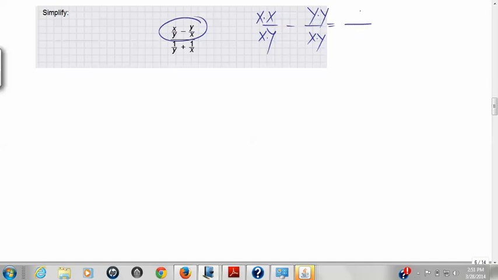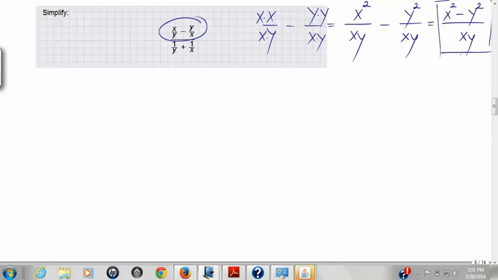First fraction will be x times x, which is x squared over xy, minus y times y will be y squared over xy, and now you can write it as one fraction with the denominator of xy, and on the top you will have x squared minus y squared. Okay, and this is your new numerator. Moving on, let's simplify this denominator here, right?